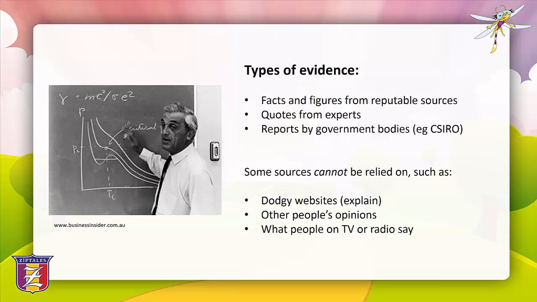As to the types of evidence, the following are worth showcasing. Facts and figures from reputable sources. Explain what these are. Give examples of kid-friendly data. Quotes from experts. Give examples. Reports from government bodies, for example, the CSIRO. It is worth also pointing out that some sources cannot be relied upon, such as dodgy websites, you'll have to explain, other people's opinions, what people on TV or radio say.